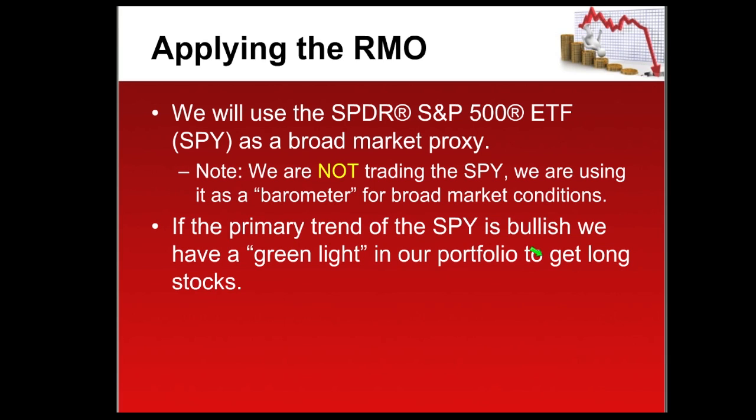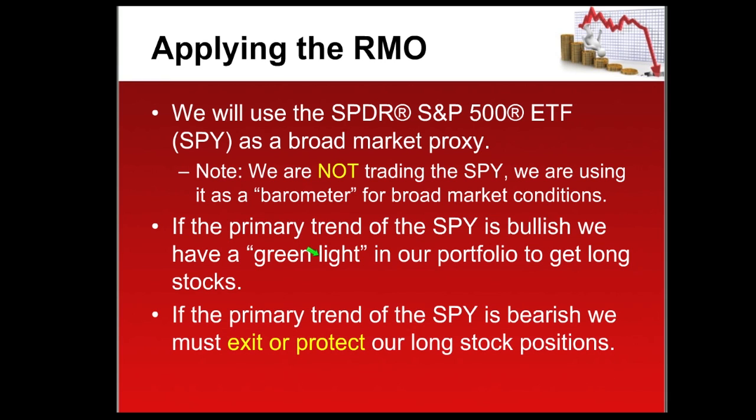So if the primary trend of the SPY is bullish, what that means is that we have a green light to aggressively pursue capital appreciation in our portfolio. We can buy stocks, and we don't have to do a lot of stuff to hedge and protect. We can just get long stocks. But if the primary trend of the SPY turns bearish, then we need to take some action. And that action might either be to exit the position or to otherwise protect our capital.